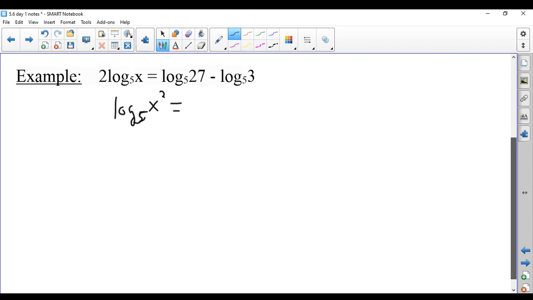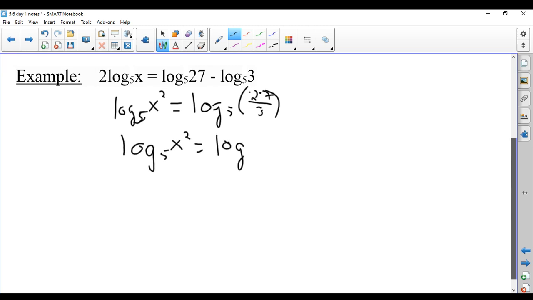So we bring the 2 in as an exponent. And then on this side, we have log base 5 of 27 minus log base 5 of 3. So we're going to divide 27 divided by 3. And 27 divided by 3 is 9. Put my base of 5 there. And now we're at the point where we have two logs with the same bases that are equal to each other. So we set their arguments equal.